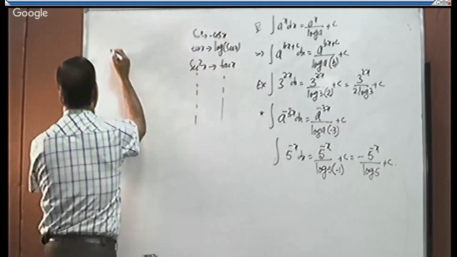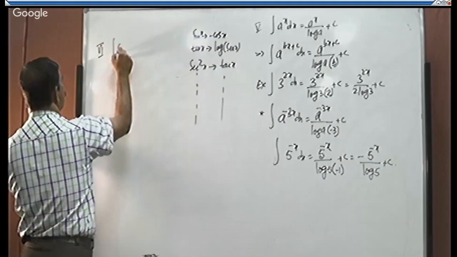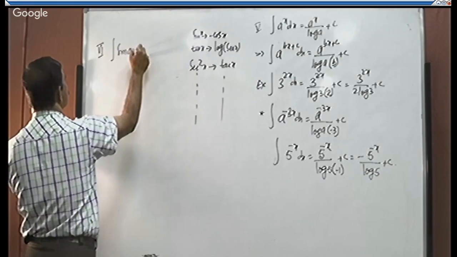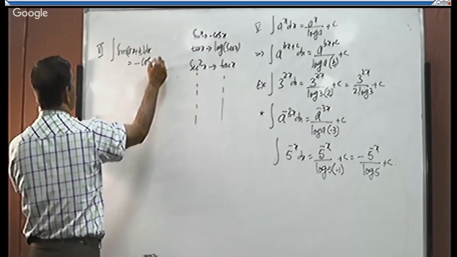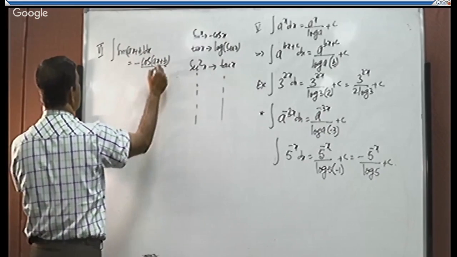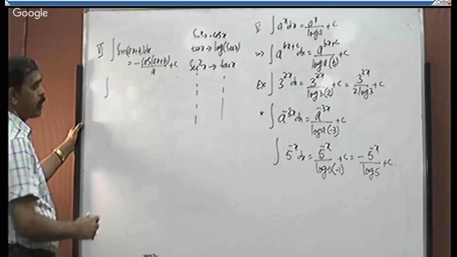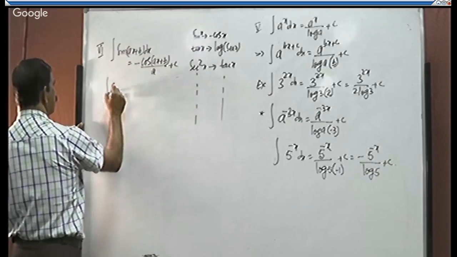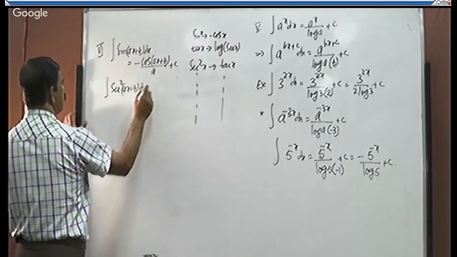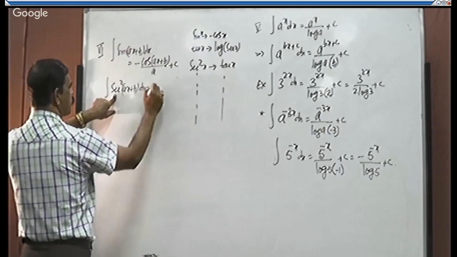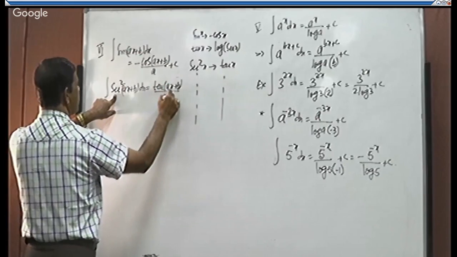See this. Next standard form. Integration of sine ax plus b dx is equal to what? Minus cos of ax plus b whole divided by a plus c. Like that we can extend it for all trigonometric function. For secant square ax plus b, what is answer? Integration of secant square x is what? Tan x. So tan of ax plus b divided by x coefficient plus c.